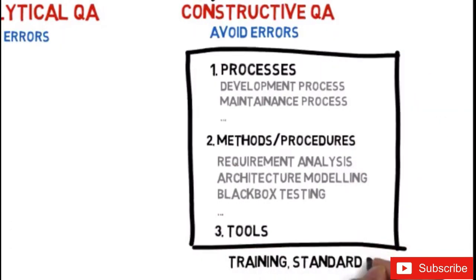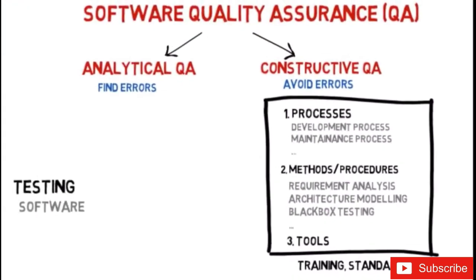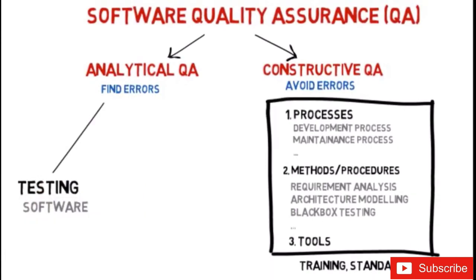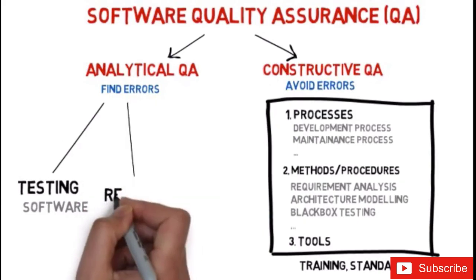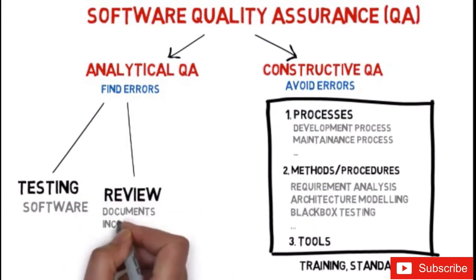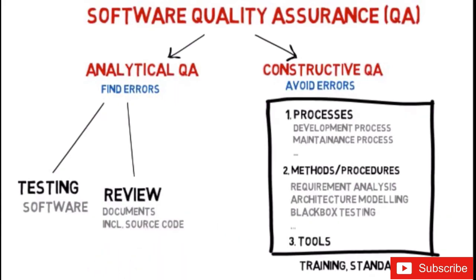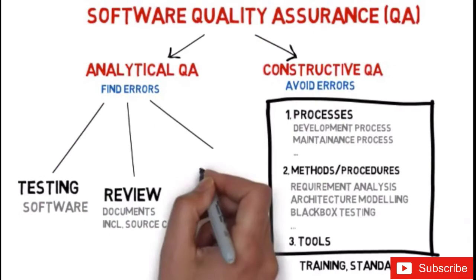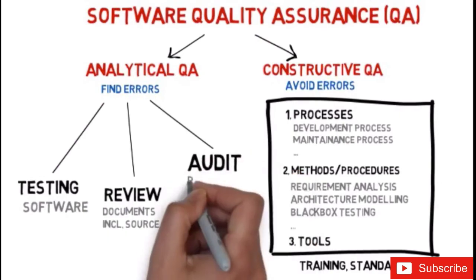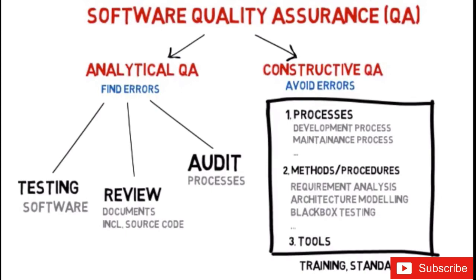There are trainings and standards available for the constructive QA. Now, if we talk about the analytical QA, which is more up to the testing, apart from testing, there must be periodic reviews of the source code and the documents for the software. Also, there must be a detailed audit for finding out whether the processes are going in a correct direction or not. So all this is covered in the FDA and IEC 62304 standards.